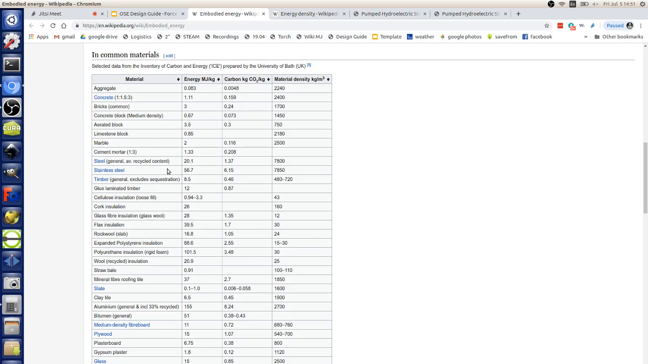What about steel? Steel is 20, actually. In other words, for 1 kilogram of diesel, you're going to produce 2 kilograms of steel for the embodied energy.